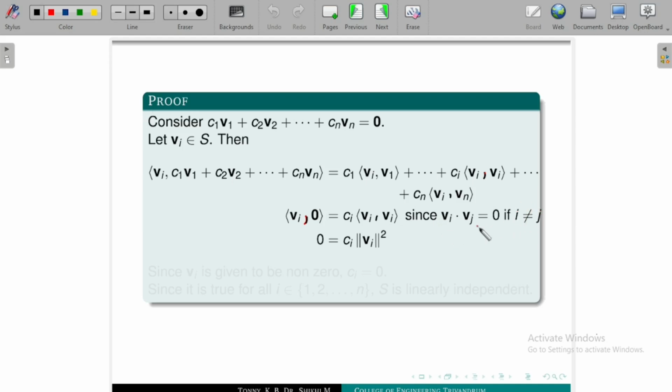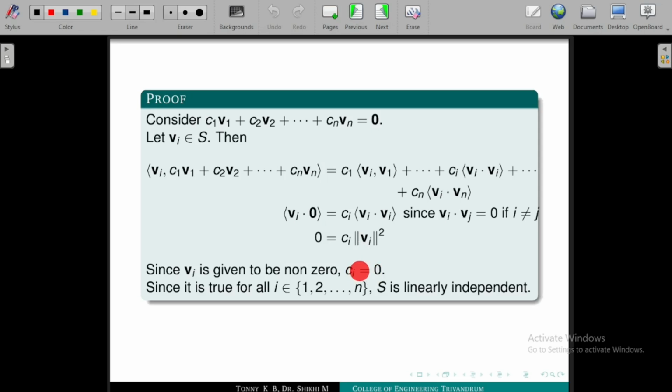So if i not equal to j, Vi and Vj are distinct and their dot product becomes 0. That means that the corresponding inner product is equal to 0. So in the right hand side, the only remaining term becomes Ci into inner product Vi Vi, which is Ci into norm Vi square. And this product equal to 0 means that either Ci equal to 0 or norm Vi square equal to 0. But we already assumed that set S contains non-zero vectors. So Vi is not equal to 0. Therefore norm Vi square is not equal to 0.